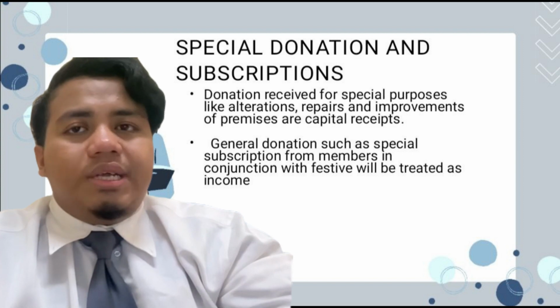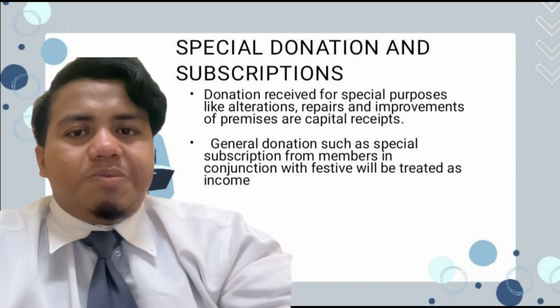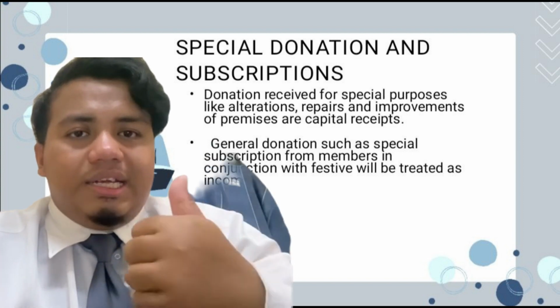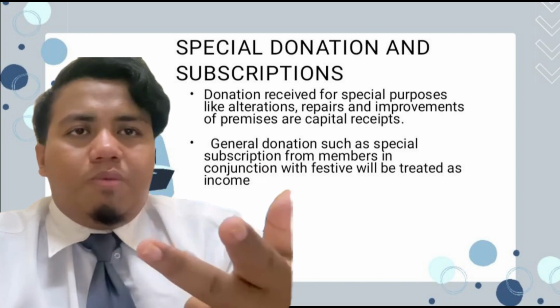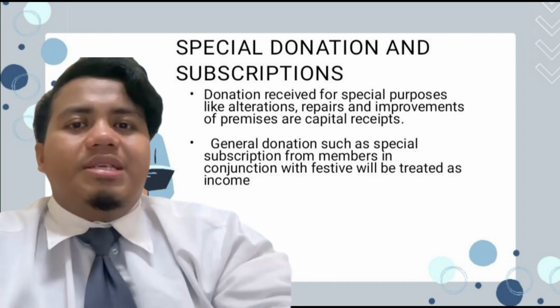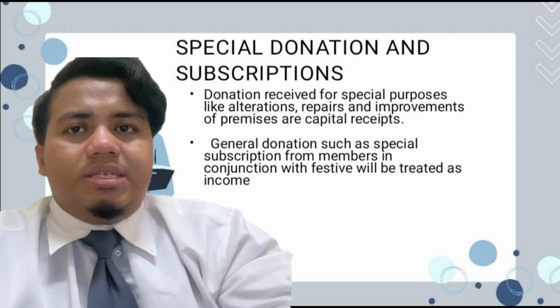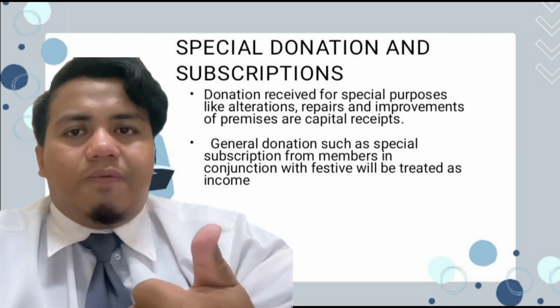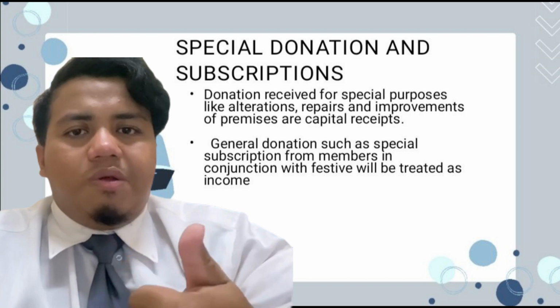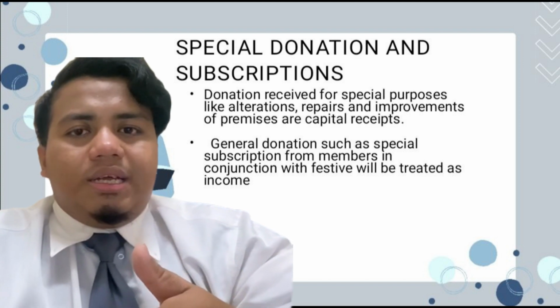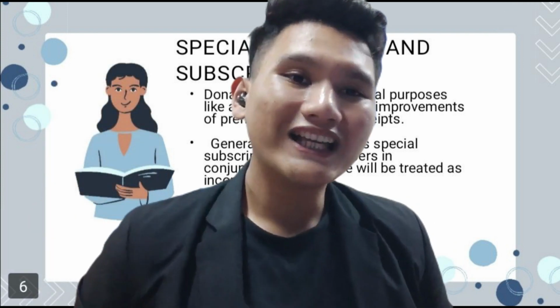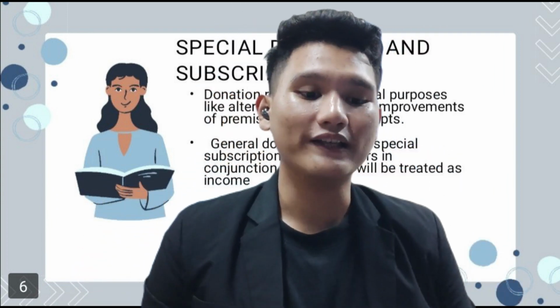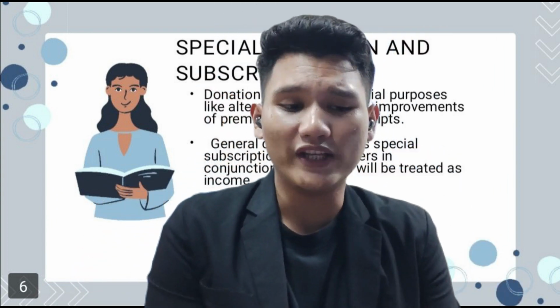For the first one, donation received for a special purpose, like alteration, repair and improvement of premises, is typically received. For the second one, general donation, such as special subscription from members in conjunction with festive seasons, will be treated as income.